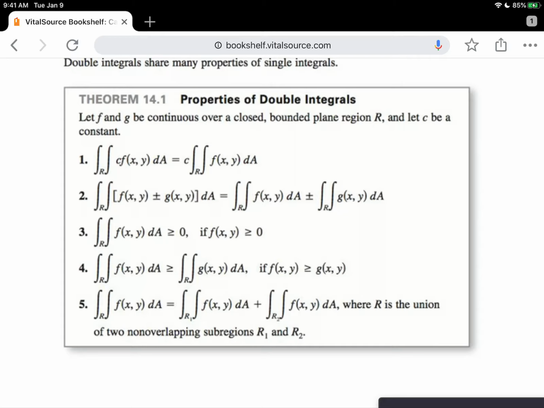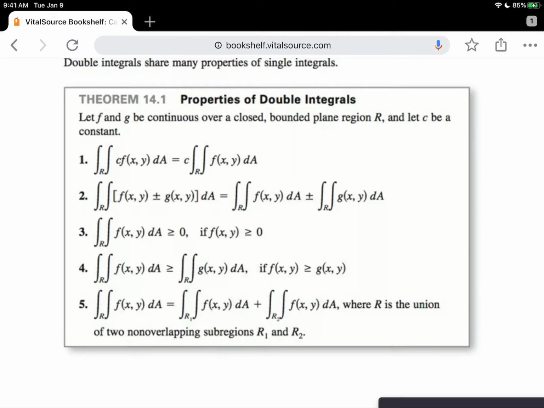All right, so here's theorem 14.1, properties of double integrals. You can see that all the properties that you would hope to exist do exist. So if I want a double integral of a constant times my function, I can pull that constant out. If I take the double integral of a sum or difference of functions, I can separate the double integral.